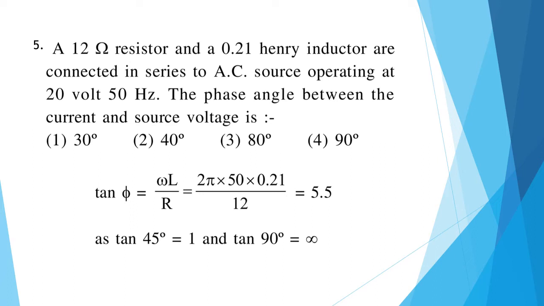As we can't find the exact value of theta for 5.5, we can use this trick: tan 45 is equal to 1 and tan 90 is infinity. That means the value of theta lies between 45 and 90, and the only option present here between 45 and 90 is 80 degrees. So you don't need to calculate the exact value of theta. You can simply guess the value by using simple logic, and here the correct answer will be option number 3.